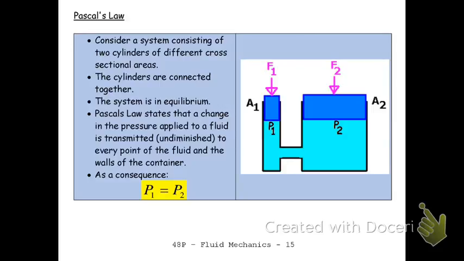So we have two cylinders, a narrow cylinder and a wide cylinder. They don't have to be circular, but usually they are. And we connect them by a tube, and we put a piston in the top and a piston in the top. These pistons can ride up and down. So they're free to, they just ride on top of the fluid.